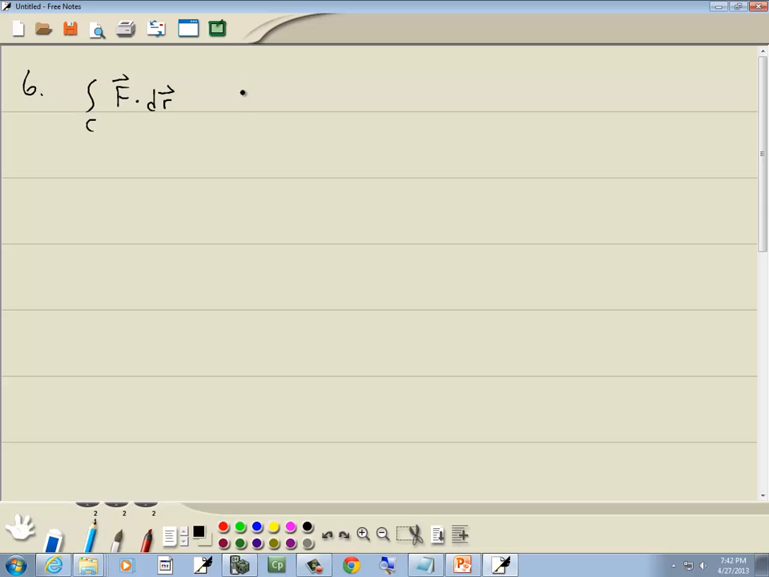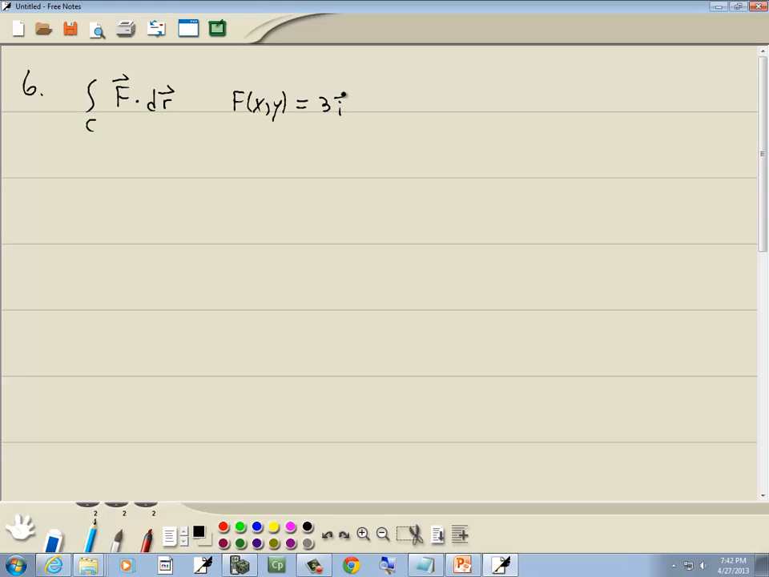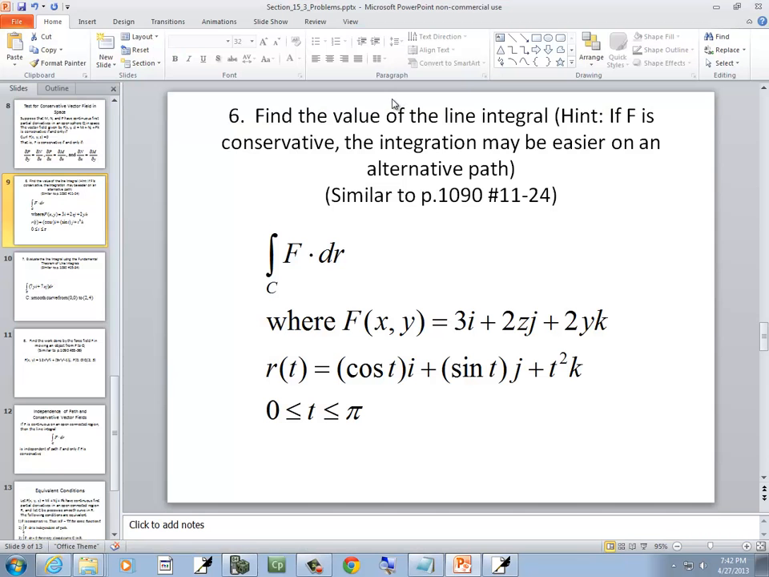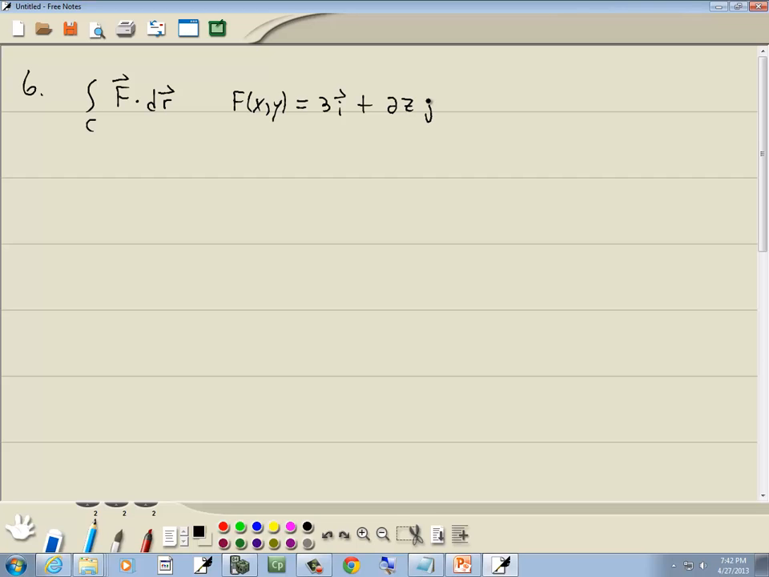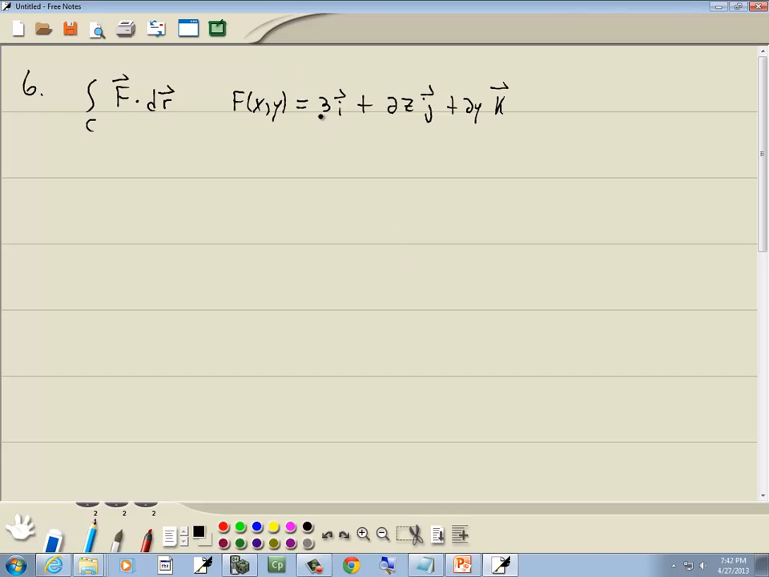And F is equal to 3i plus 2zj plus 2yk. And we'll get to this in a minute. But this is going to be our M, this is going to be our N, and this will be our P.